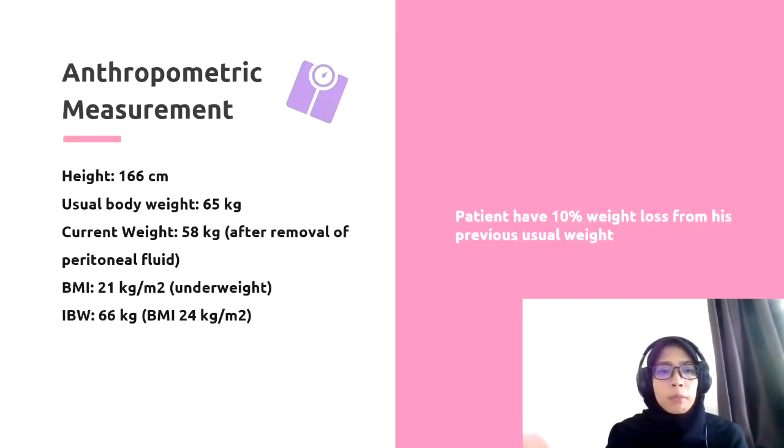For anthropometric measurement, the patient's height is around 166 cm. Usual body weight is around 65 kg. However, the current weight is 58 kg, which is after removal of peritoneal fluid. Patient BMI is around 21 kg per meter square, which is considered underweight for an elderly patient. For ideal body weight, using BMI 24 kg per meter square, the patient's ideal body weight is around 66 kg. Based on current weight and usual weight, the patient has 10% weight loss from usual weight.